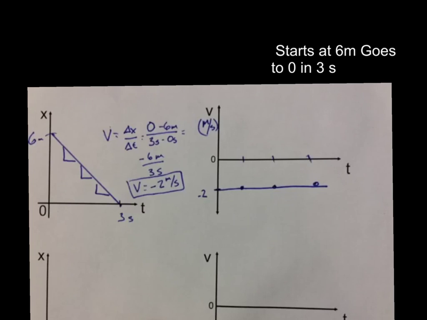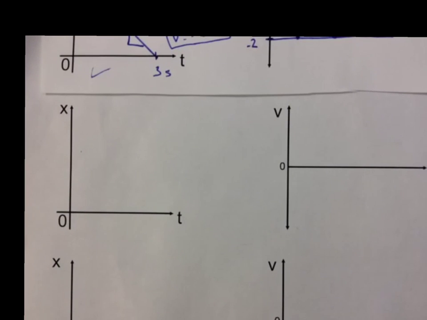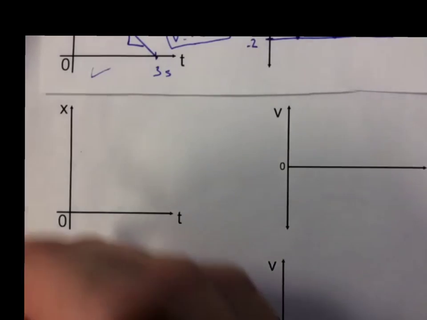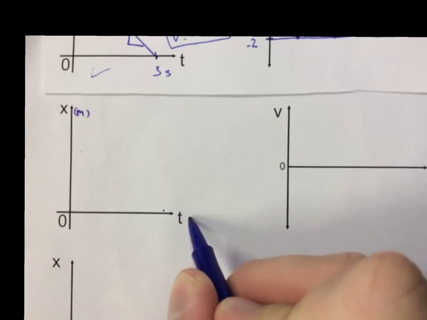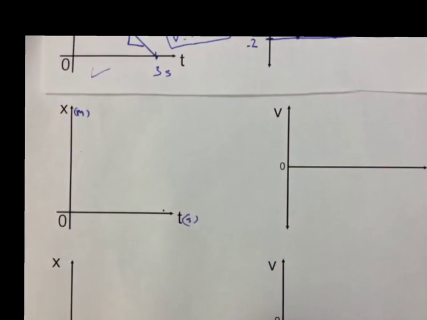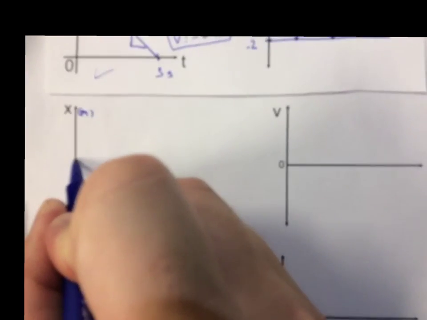Now what we'll do is take a look at the next scenario. Okay, for this next scenario, I'll give you a position versus time graph, and I'd like you to come up with the velocity versus time graph. So we'll try this again. Top should be in meters, and the bottom should be in seconds. All right. I want you to label your axes as so.